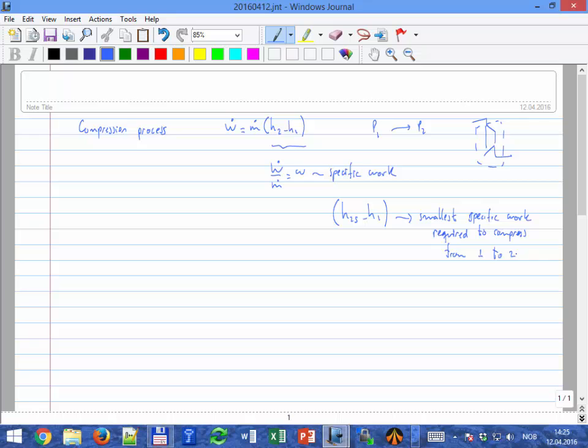And then we can relate, in reality we have that the entropy increases, because that's what happens in any real machine. And because of that we saw in the diagram that the temperature was also going to increase. So the smallest temperature, T2S, is the smallest temperature from 1 to 2.